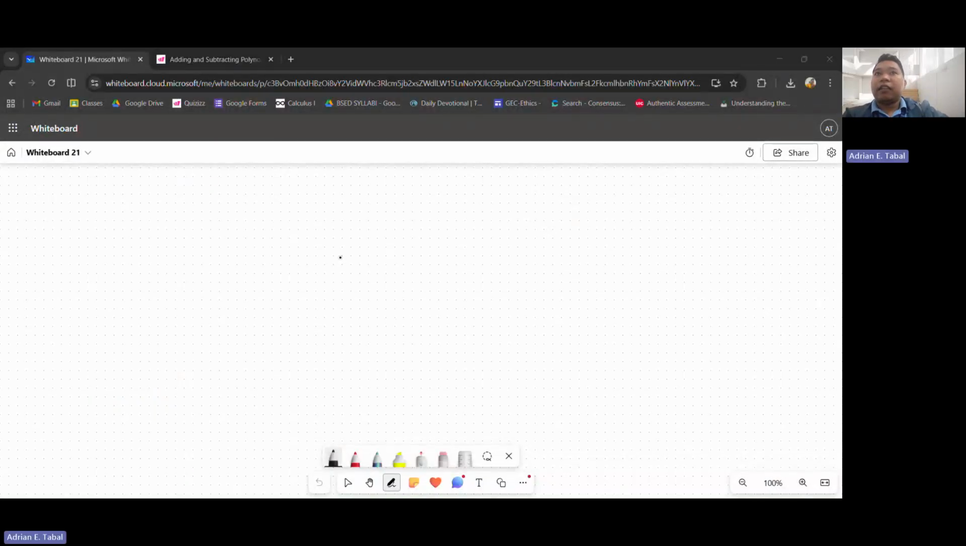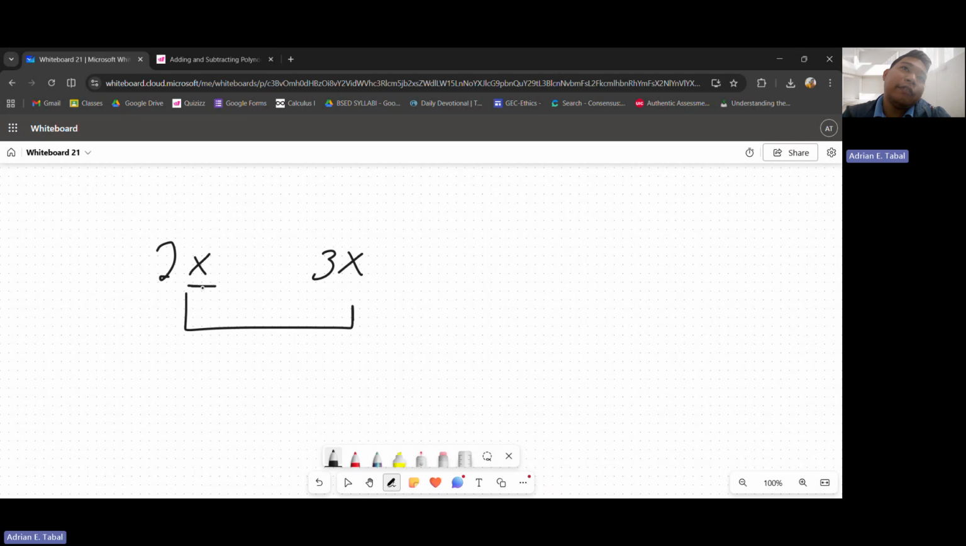In adding and subtracting polynomials, all you need to remember is that you can only add or subtract like terms. Like terms are polynomials which have the same variable and the same degree of the variable, or the same exponent. For example, we have 2x and 3x. They are like terms since they have the same variable x and the same exponent, which is 1.